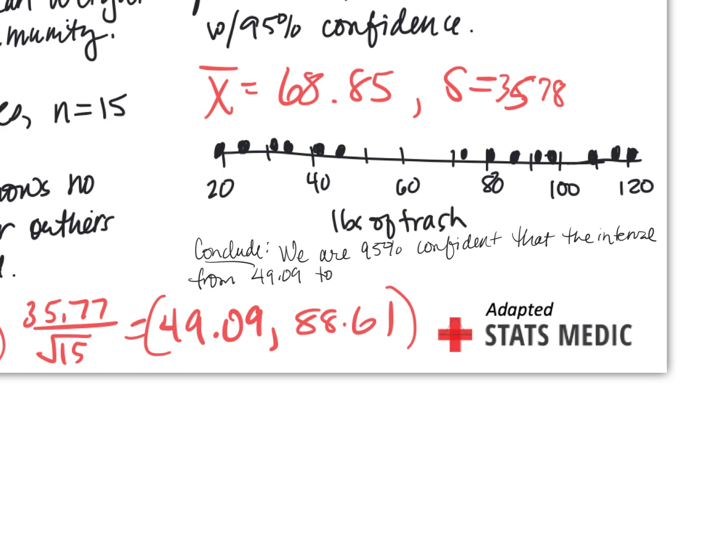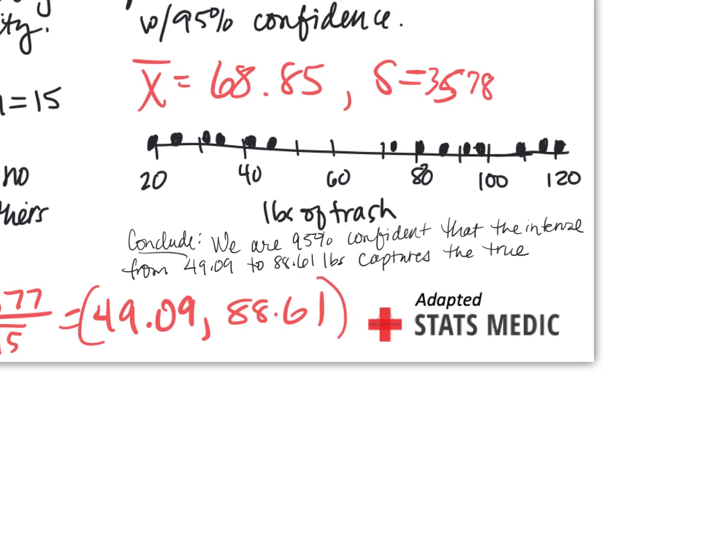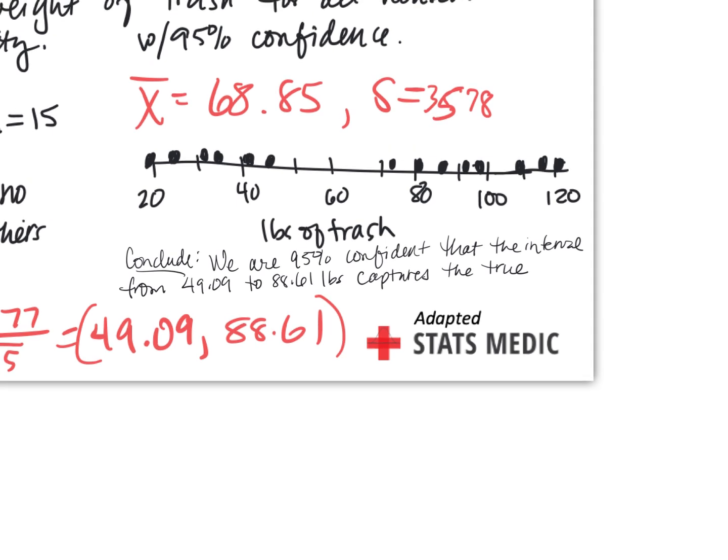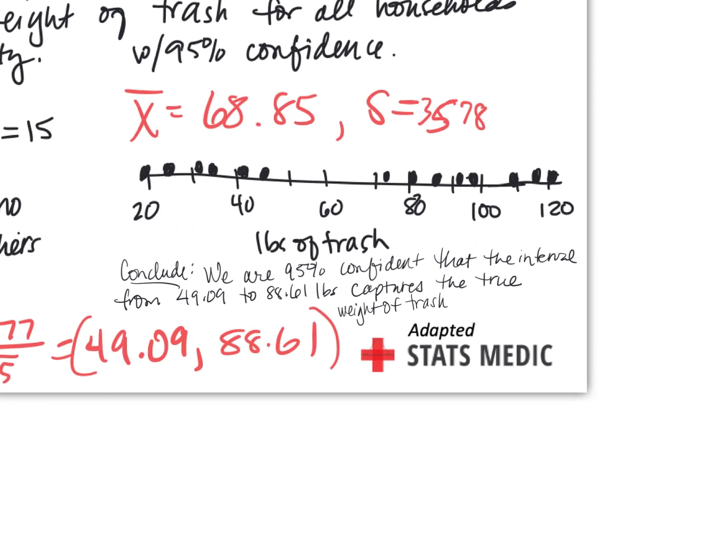49.09 to 88.61 pounds captures the true what? What's wrong? Am I going too fast? No, Dylan. Just Dylan. Yeah. It's just Dylan. True mean, what are we estimating? True mean weight of trash for all households in this community.